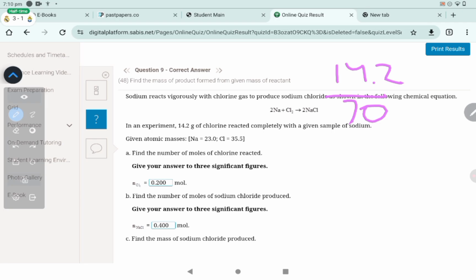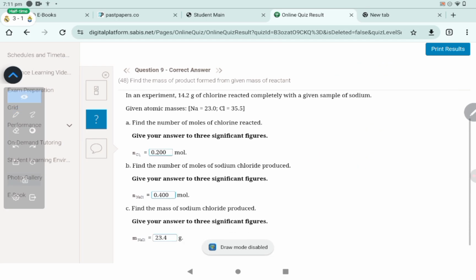Yes, and then we need the moles of sodium chloride produced. So for that, we do MCR. We have 1 mole, 1 to 2, so we have 0.2. This is going to be 0.4. So NaCl, we have 0.4 moles of NaCl.